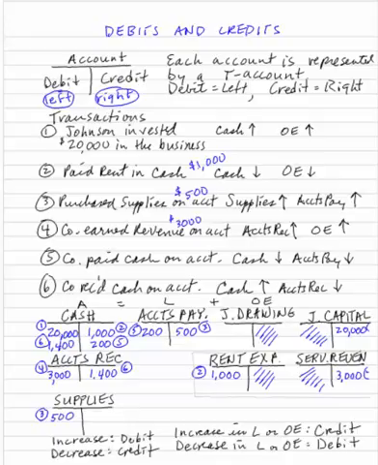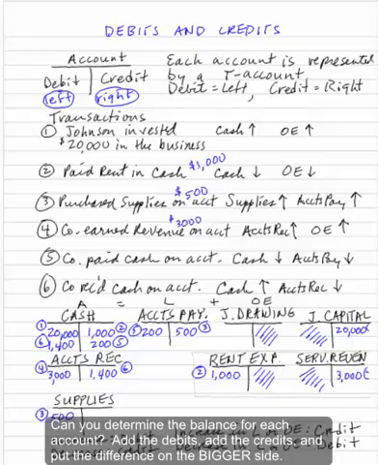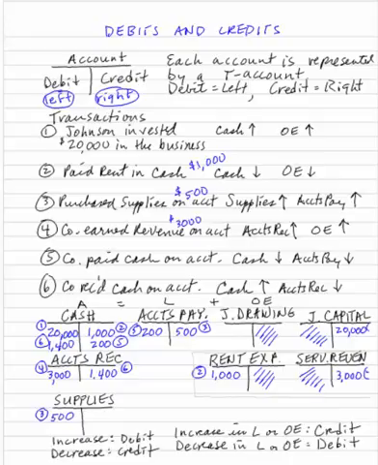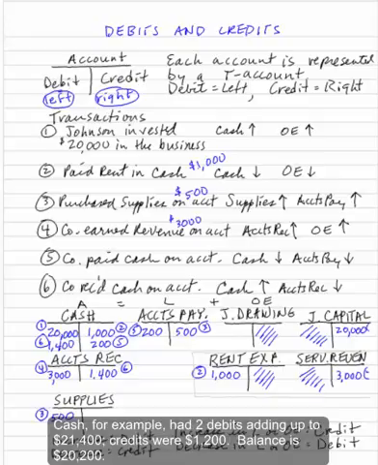All right. What you could do at this point is determine the balance of each account. And so to do that, look at your cash account for a minute. You would take the $20,000 on the debit side and add $1,400. But then you've got credits of $1,200. You've got to subtract that. Your cash is going to end at $20,200.